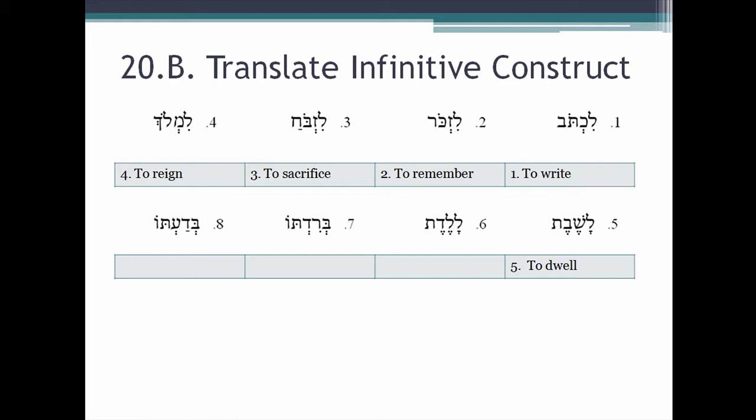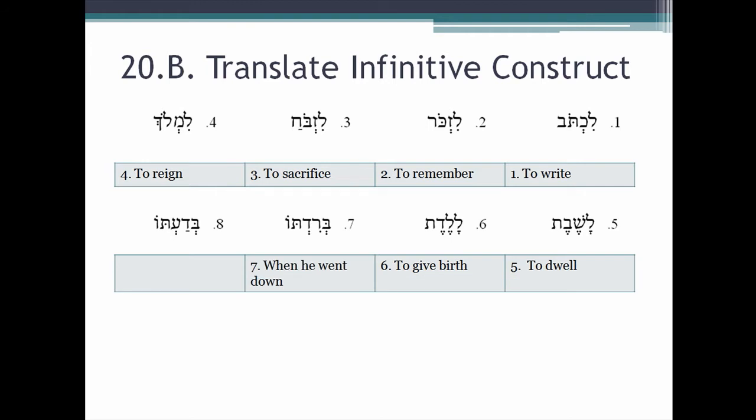Number 6, la ledet, to give birth. The lemma would be yalad. Number 7, when he went down. Now, in this case, we have here the prefixed preposition bet. So when you see that, and for the sake of the exercise, you're assuming this is a verb, something to do with a verb, and you would have yorad from your vocabulary. So when you see a prefixed bet or kaf prefixed to a verb form, that verb form is going to be an infinitive construct, and bet and kaf give a temporal sense to the translation.